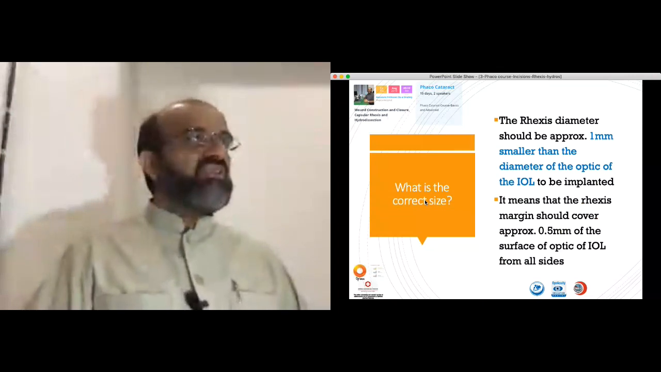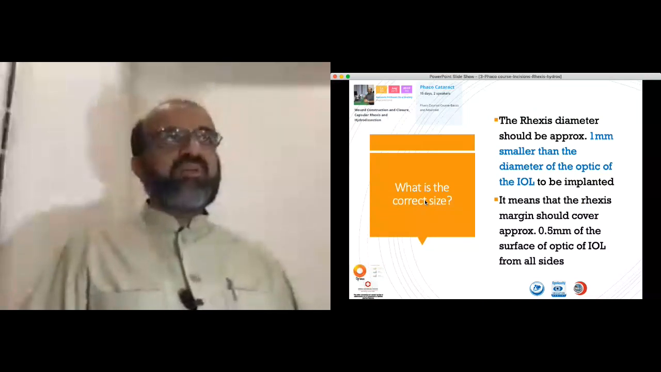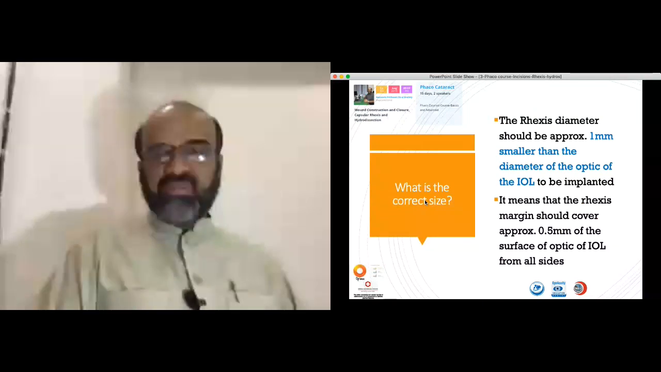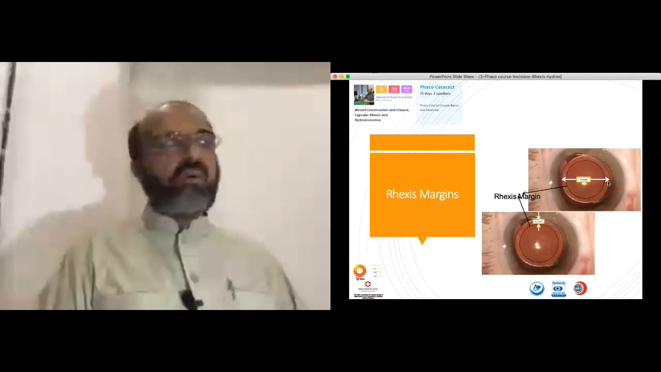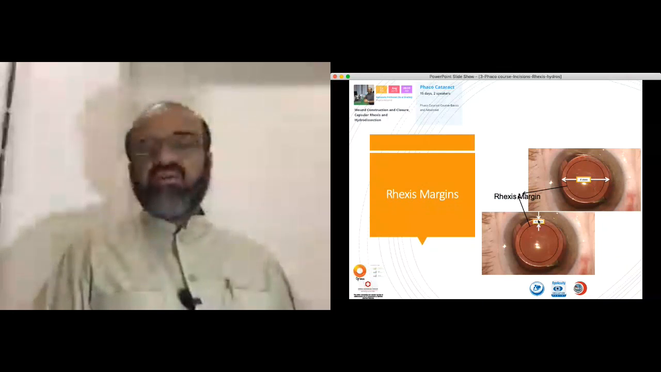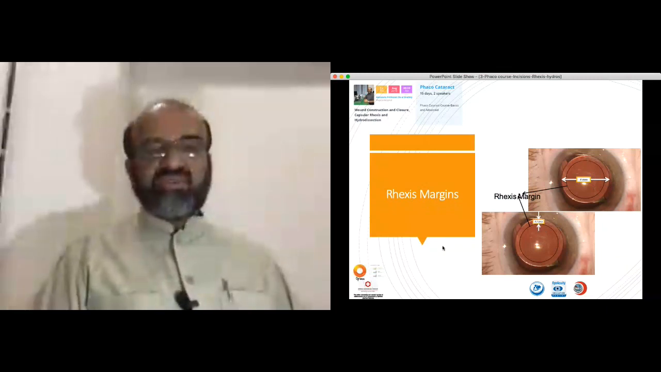And that means rhexis margins need to override the IOL optic by half to 1 millimeter. You see, this is the overall size of the optic, and our rhexis is overriding the IOL optic by 0.5 millimeters. This is what our desire is.